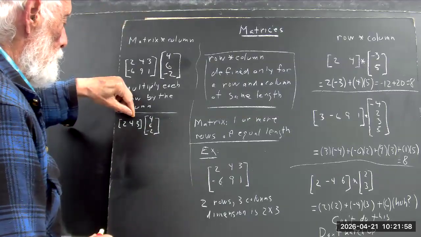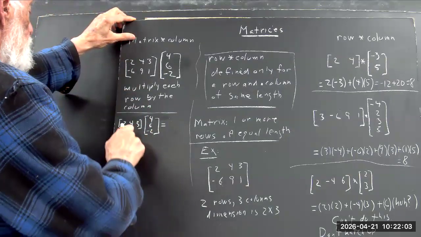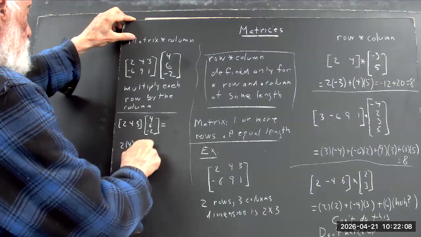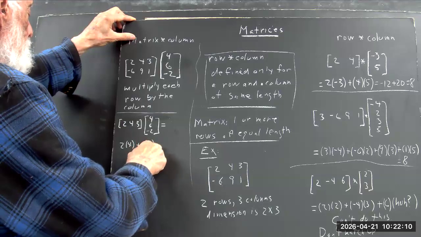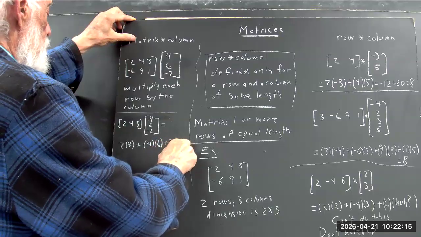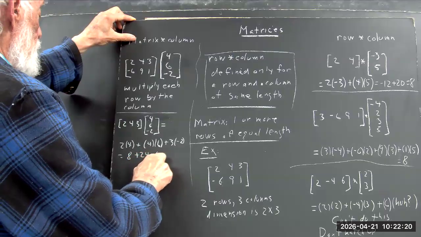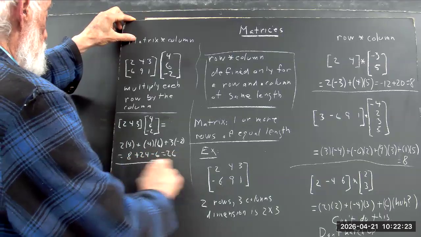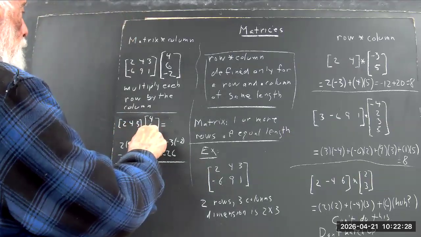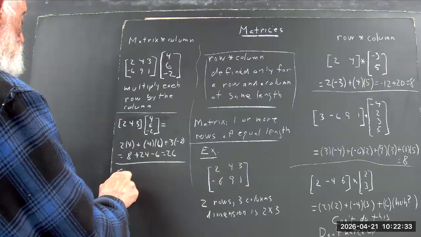Here we have the row 2, 4, 3 times the column 4, 6, -2 equals 2 times 4 plus 4 times 6 plus 3 times -2. That's 8 plus 24 minus 6, which, if I'm doing my arithmetic right, is 26. So that's the first row times the column. We're multiplying each row by the column. Second row by the column.